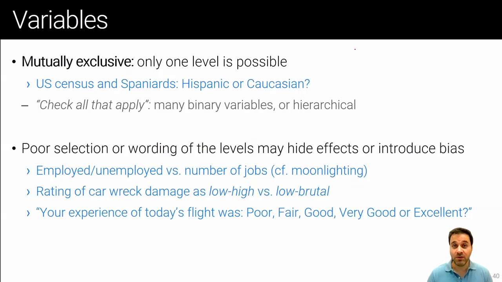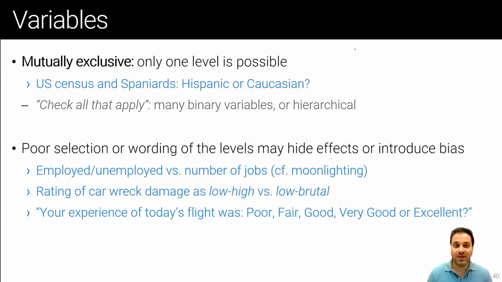The other property about these variables is that their levels should be mutually exclusive, meaning only one level is possible for any given observation. This is something very funny that happened in the US all the time when I was there. If you have to fill in a form, you have to say whether you are Hispanic or Caucasian, among other options. Now, I'm from Spain. That means I'm both Hispanic according to their definition and Caucasian, but I can only choose one option.